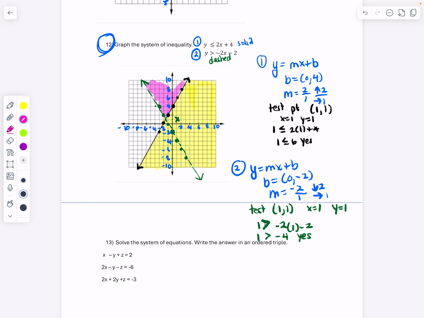So I'm shading this in here. Where the 2 overlaps looks like salmon in terms of the color. It's like an orangish pink. That is my answer. So my answer is right in here. Okay?